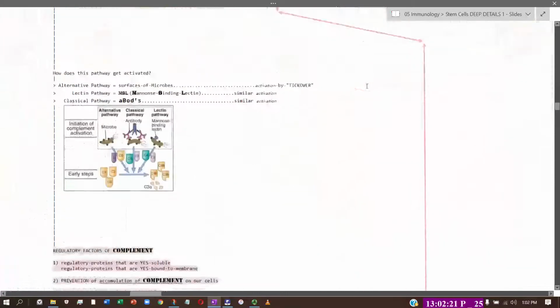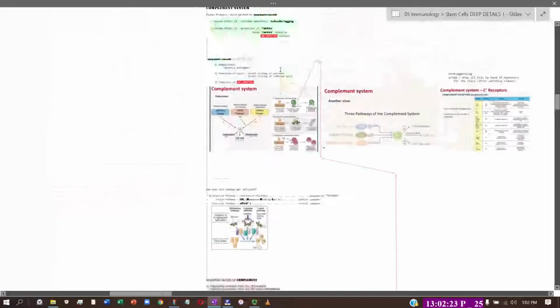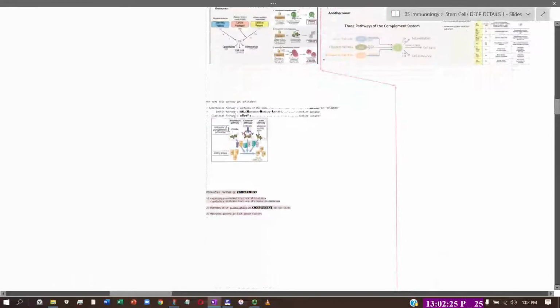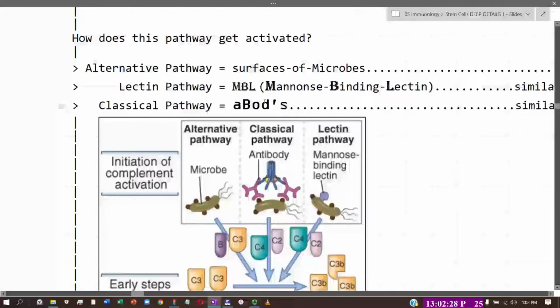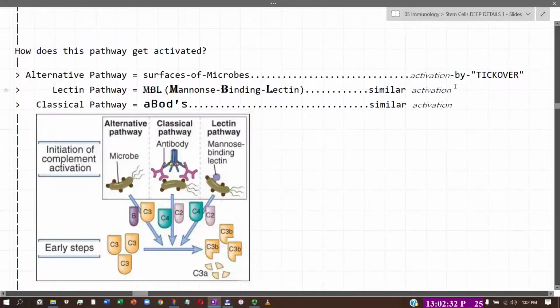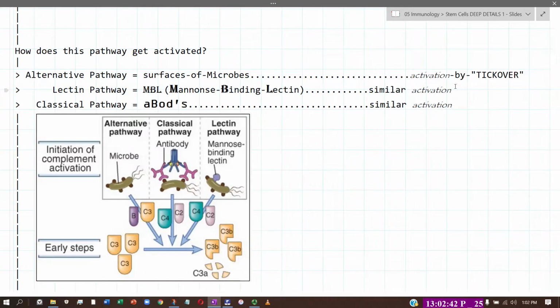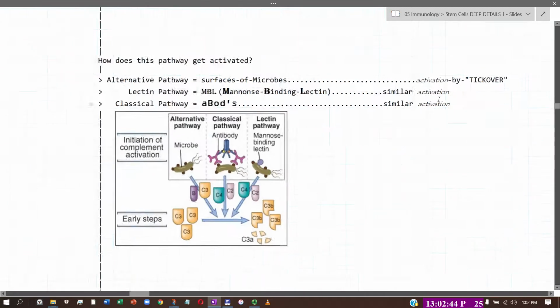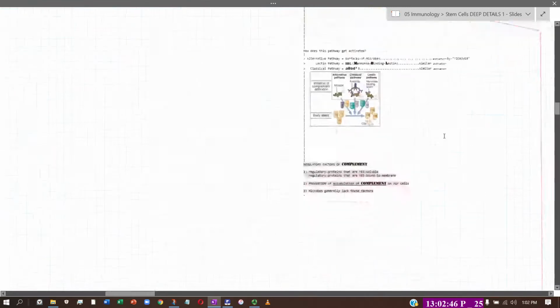So here are more notes related to the complement system. How does this pathway get activated? Well, the alternative pathway is activated by something called tick-over. For the lectin and classical pathways, it says that they have similar activation, but I haven't jotted down those details. We'll come back to that.